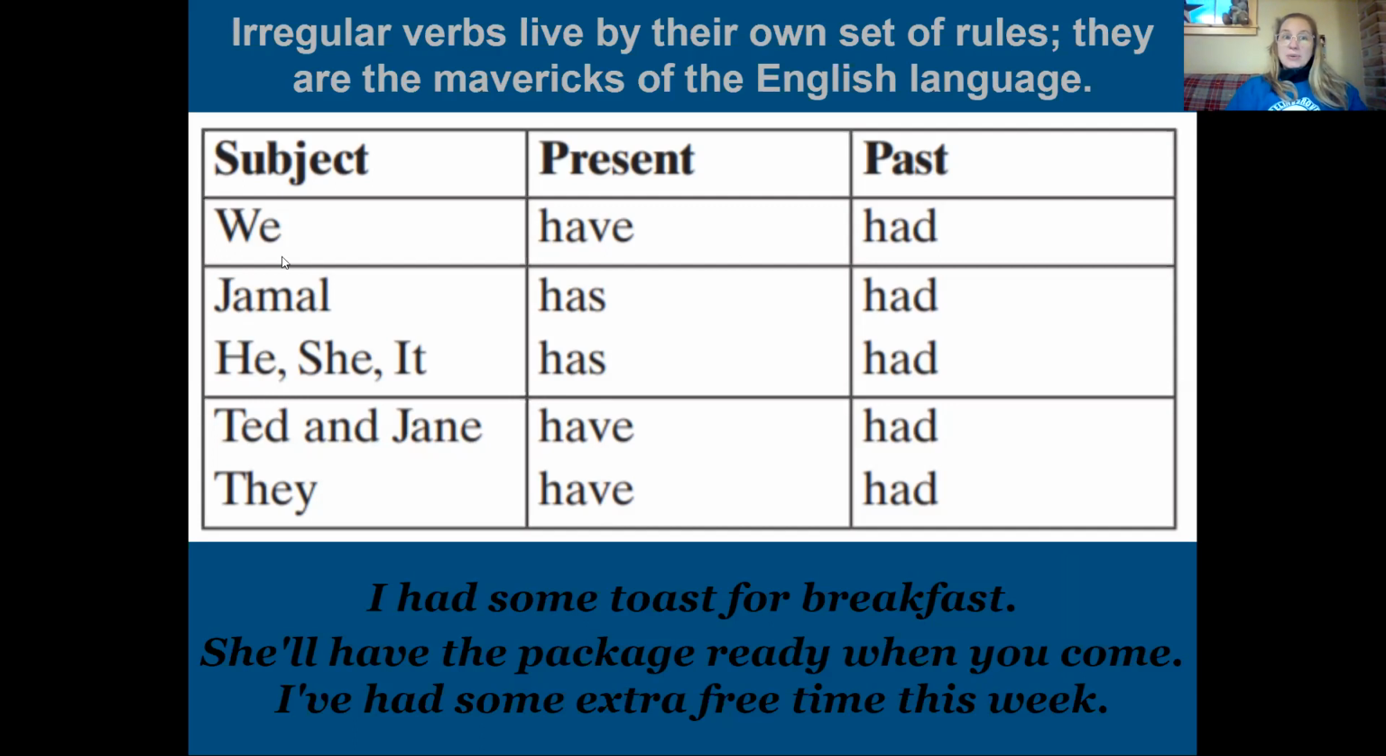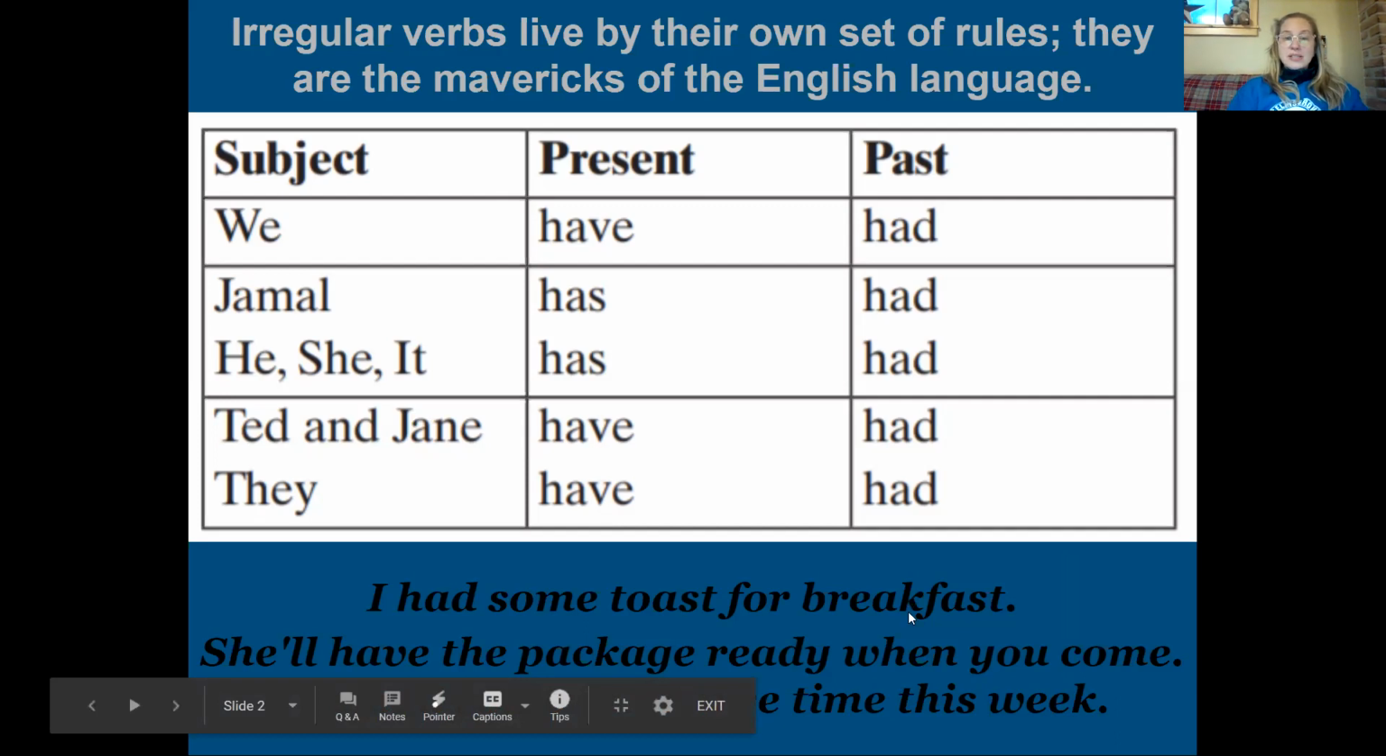Now for past tense, boys and girls, it's the subject and had. So Jamal had, he had, she had, it had. The same thing for have. Have is just the same as up here, only we're using more than one subject. So Ted and Jane have. Ted and Jane had. They have. They had. I put some examples down here for you, boys and girls.